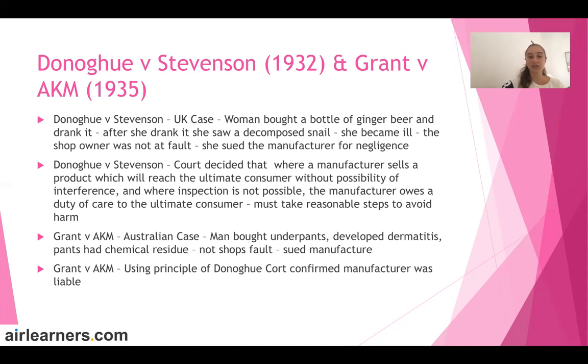In the Australian case of Grant and Australian Knitting Mills, a man bought a pair of underpants and developed dermatitis, a rash, because the pants had chemical residue. It was not the shop's fault, and similar to Donoghue versus Stevenson, you could not see the defective product because the chemical residue was invisible. And so the courts used the principle of Donoghue versus Stevenson and confirmed that the manufacturer was liable.